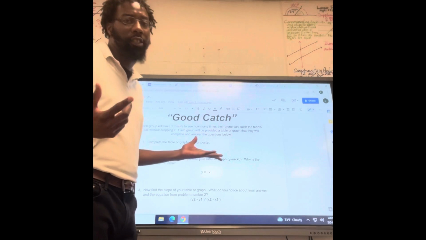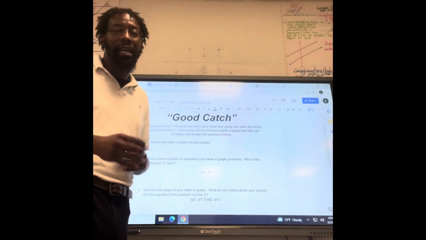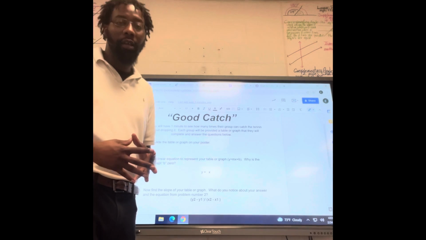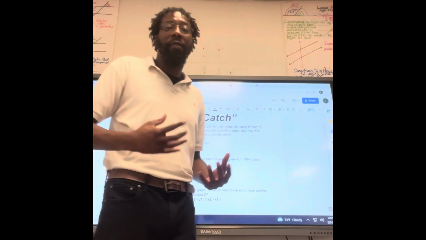Catch, and all you need is tennis balls. I provided each group with one tennis ball, and they had 1 minute to see how many times they can catch the tennis ball within their group. And then when we came back inside, they received the poster board that either had a table or a graph that they had to complete.